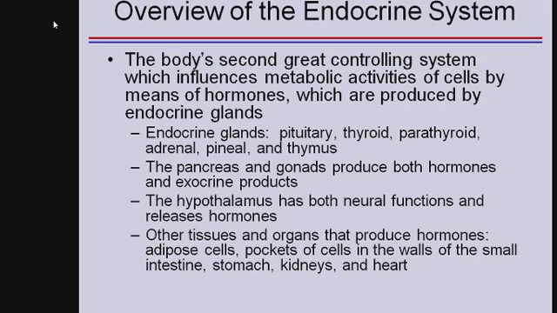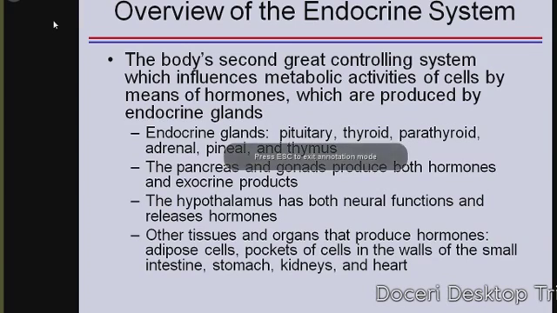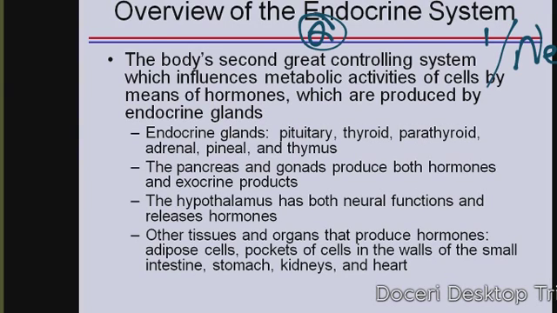Okay. In the overview of the endocrine system, we're going to look at some things that we're really going to key on here. This is the second greatest controlling system of the body, with number 1 being the nervous system. The nervous system is the number 1 controlling system of the body, and the endocrine system is number 2. It influences metabolic activities of cells by means of hormones, which are produced by endocrine glands.